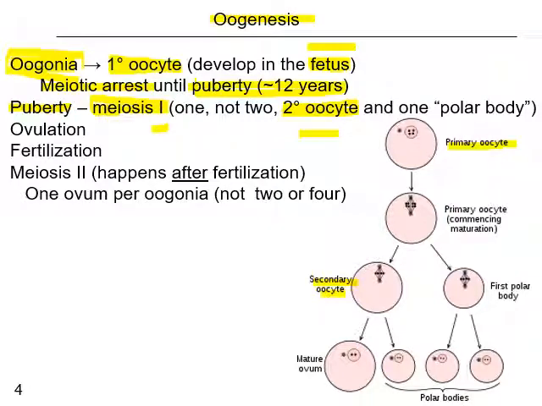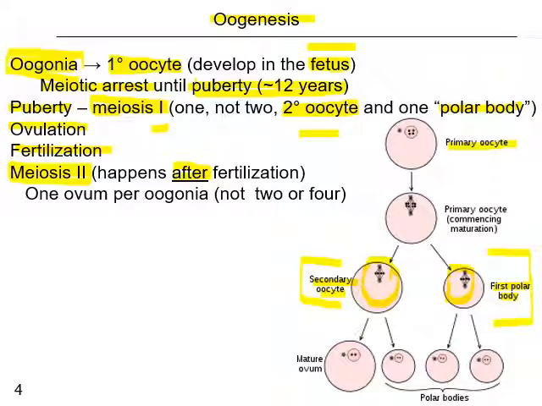The other cell that develops during meiosis 1 is called a polar body. So meiosis produces two cells, just like you learned about in CGI, but only one of them is an oocyte. The other one is a polar body. The secondary oocyte will mature and be ovulated. If there is fertilization, then the second stage of meiosis, meiosis 2, happens. It only happens after fertilization by a sperm.